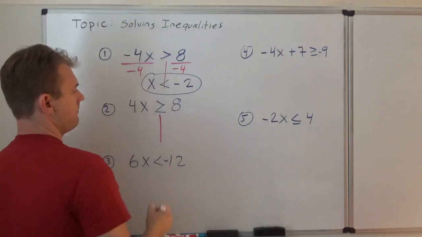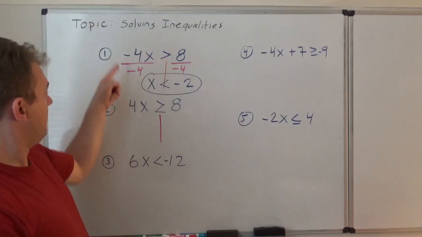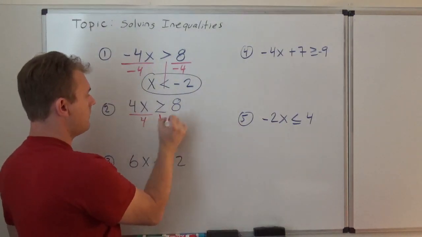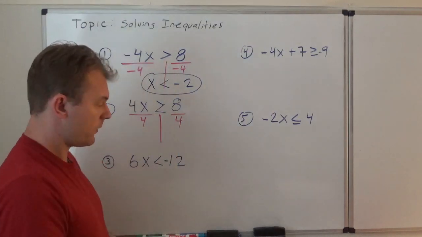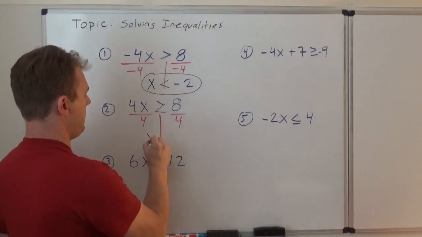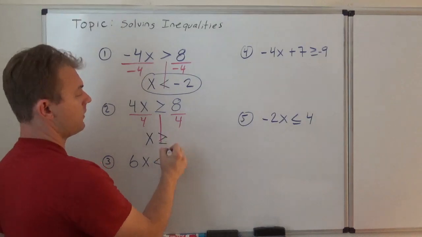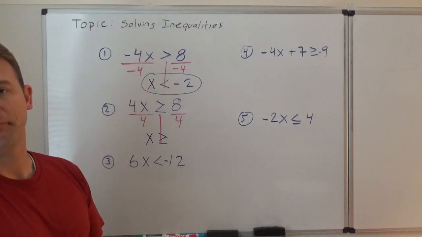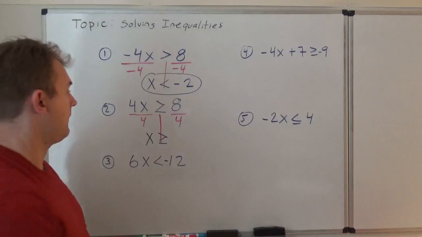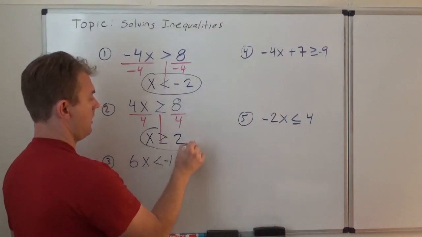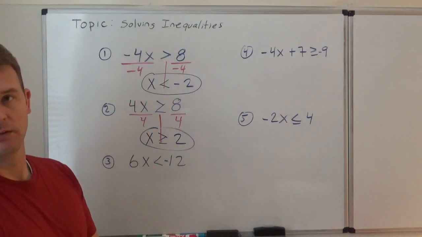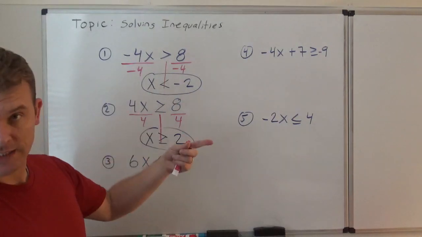Put our line down, and then what? Well, this time you're going to just divide by 4. Divide by 4. But guess what? This is going to be x, but this time the inequality stays the same. And then you still get 2. Do you see the difference? If not, rewatch this again.